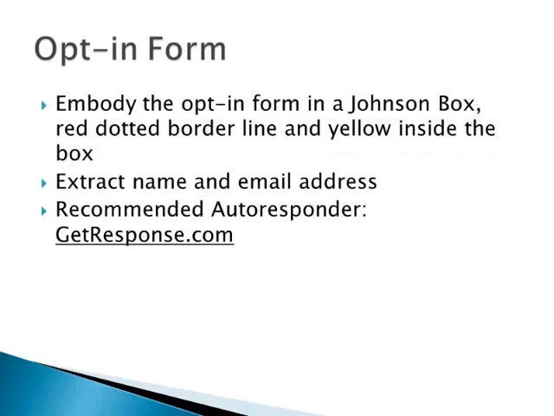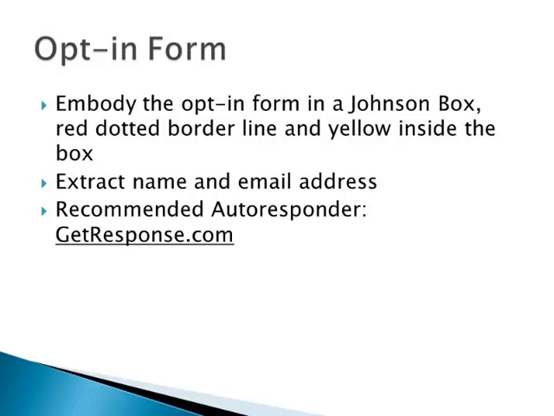Opt-in form. Embody the opt-in form in a Johnson box. Red dotted border line, and yellow inside the box. Extract name and email addresses. Recommended autoresponder: GetResponse.com. Last but not least, the last component, the opt-in form.